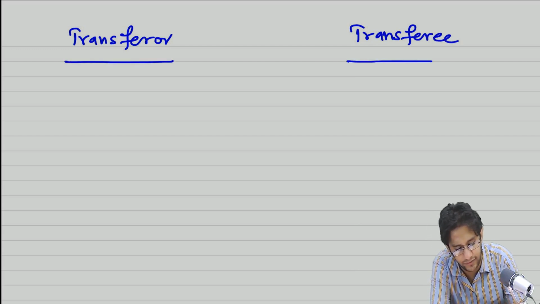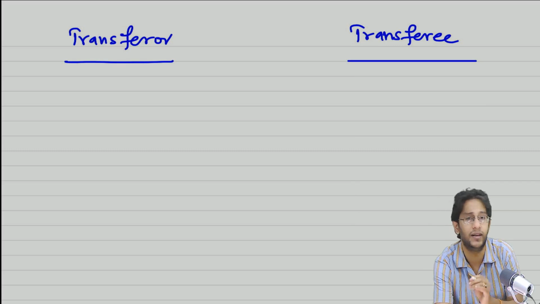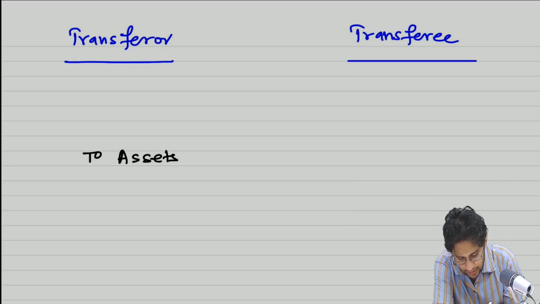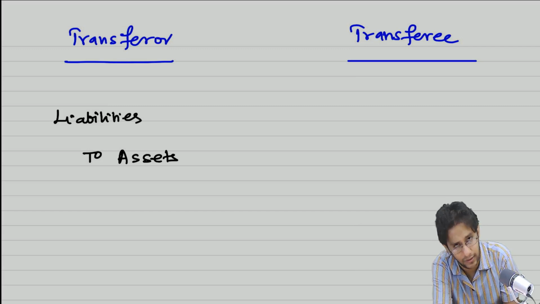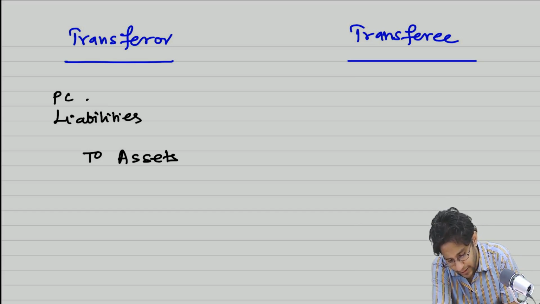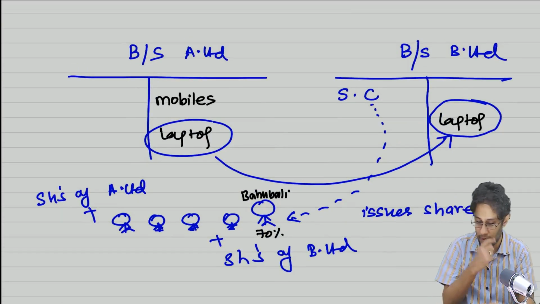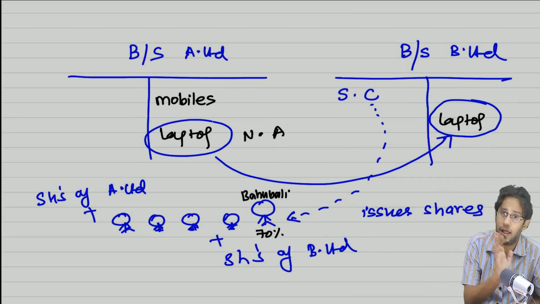Transferor means the entity which is giving away the business. Transferee is the entity which is taking over the business. So for the entity which is giving away the business, life is very simple. You simply have to cancel the assets that are transferred, cancel the liabilities that are transferred. In case you receive any PC, that is, purchase consideration, show a PC receivable. It may not be there in some cases. For example, look at the last scenario. Whatever net assets are there relating to the laptop division, A Limited has to derecognize.